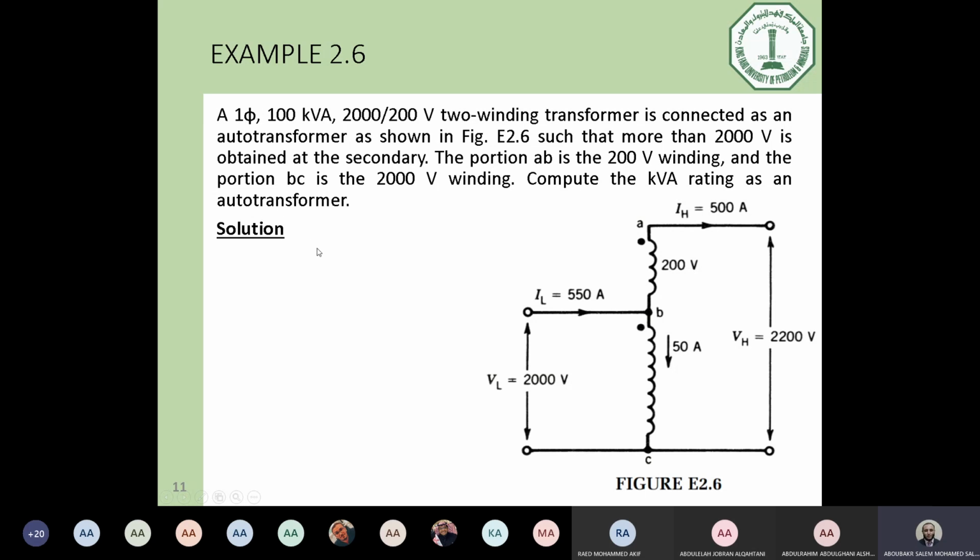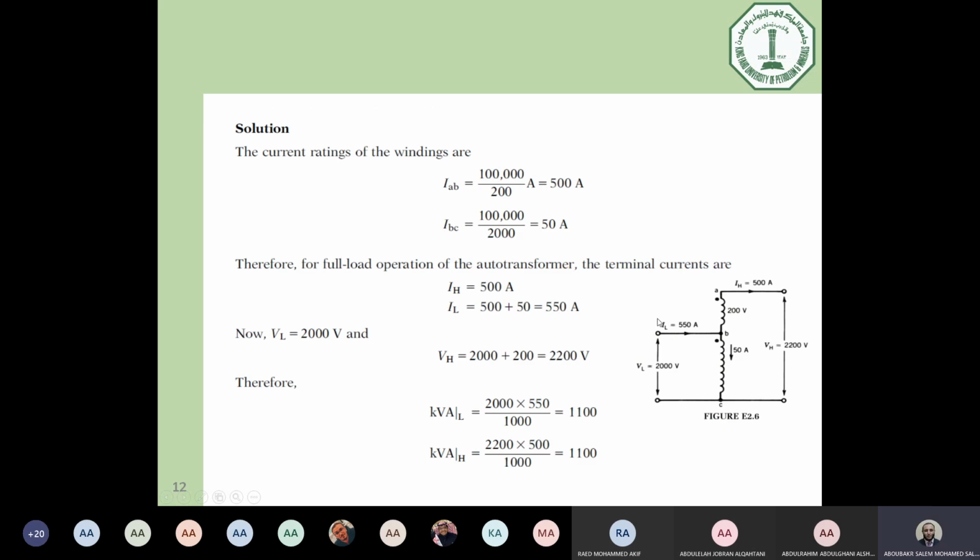If we would like to calculate the kVA, we first have to see the relation between primary and secondary and the currents. As you can see, if you calculate the current for part AB, we can say that the 100 kVA of the transformer divided by the 200 volt will give you 500 ampere. So this is for the two winding one. And for the BC coil of 2000 volt, the current of this coil is 50 ampere.